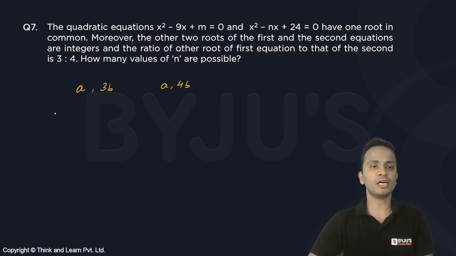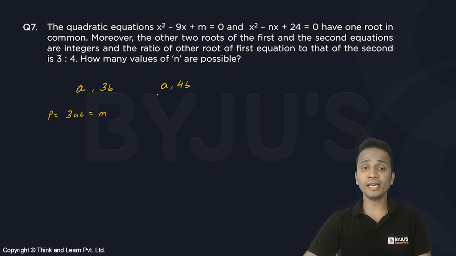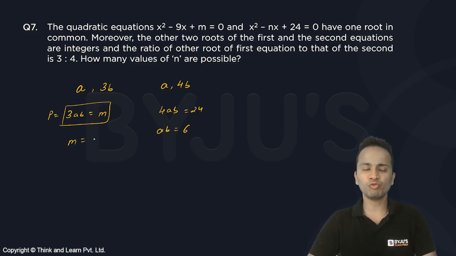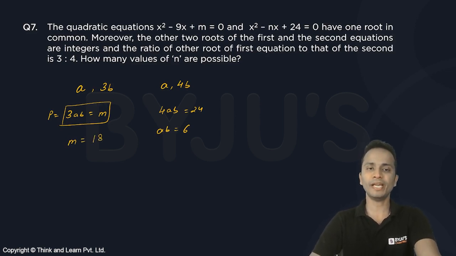Now for the first equation, the product of the roots, in this case a multiplied by 3b, that is 3ab, can be written as c upon a, that will be equal to m. In the second equation, the product of the roots, which will be 4ab, from the equation will be equal to 24. So from here, the value of ab comes out to be 6. I can now put the value of ab here to get the value of m. So m will be equal to 3 multiplied by 6, that is equal to 18. Okay, so I have obtained the value of m, and that comes out to be 18.